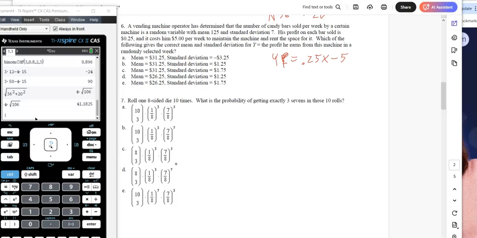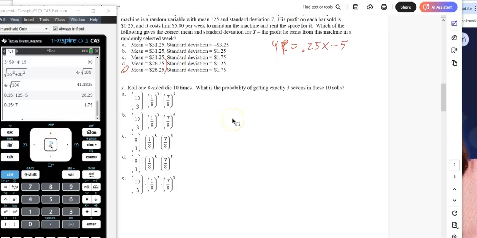Okay. So both subtracting and multiplying affect the mean. If we plug in 125 there, we get 0.25 times 125 minus 5, which is 26.25, so I think it's one of these. Then the standard deviation is not affected by the minus 5, so it's 0.25 times the standard deviation of 7, which is 1.75. So I think it's E.